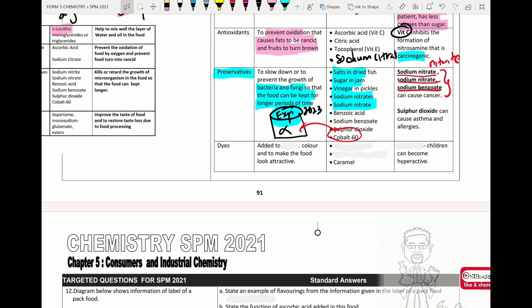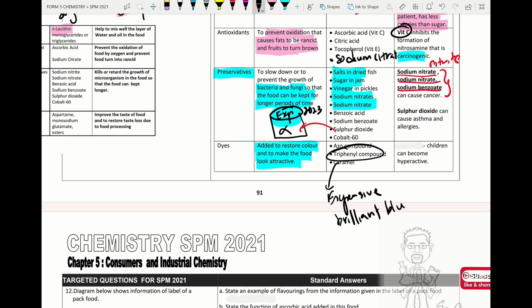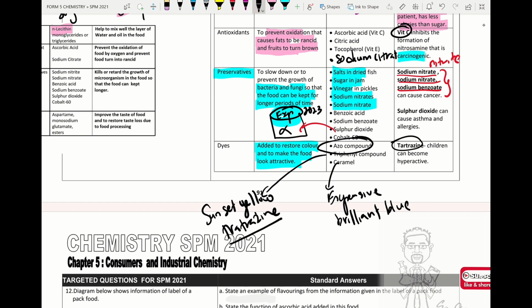All right, next, dye is added to restore the original color of the food that was lost during food processing. So they are added to restore the color and to make the food more attractive. We have two compounds, azo compound and also triphenyl compound. Please remember this triphenyl compound is expensive and gives a brilliant blue color. For the azo compound, we have two: one is sunset yellow, and one more is tartrazine. Please remember the side effect of tartrazine is that children become hyperactive.